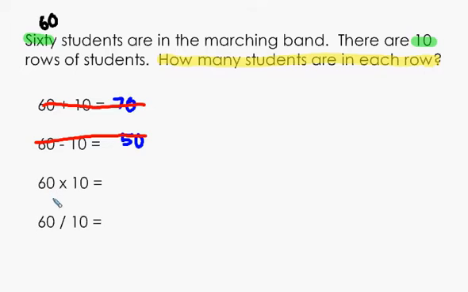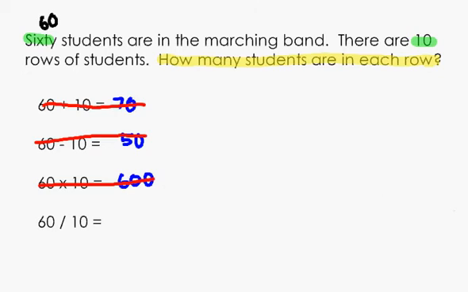Let's look at this one. 60 times 10. Might seem like a big multiplication problem, but I know that multiplying with 10 is easy. All I do is add a 0. So 60 times 10 is 600. And I know that there can't possibly be 600 students in each row because there are only 60 students in the band.